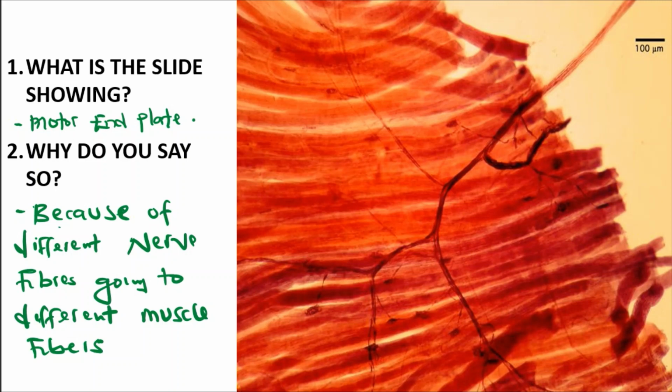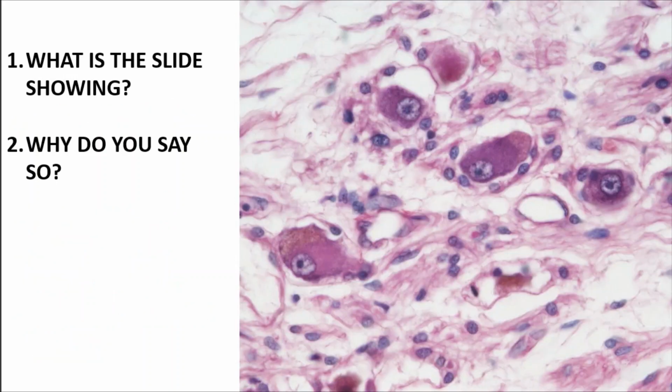So you can see this is the nerve coming here, and then it gives off a nerve fiber, goes there. The nerve fiber goes there, goes there, goes there, and it goes there. So you can see one nerve terminating at different muscles. This is a motor end plate.